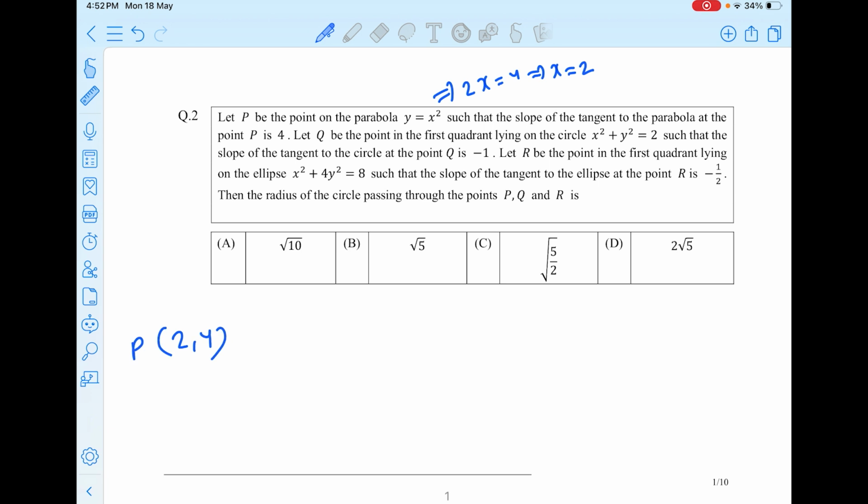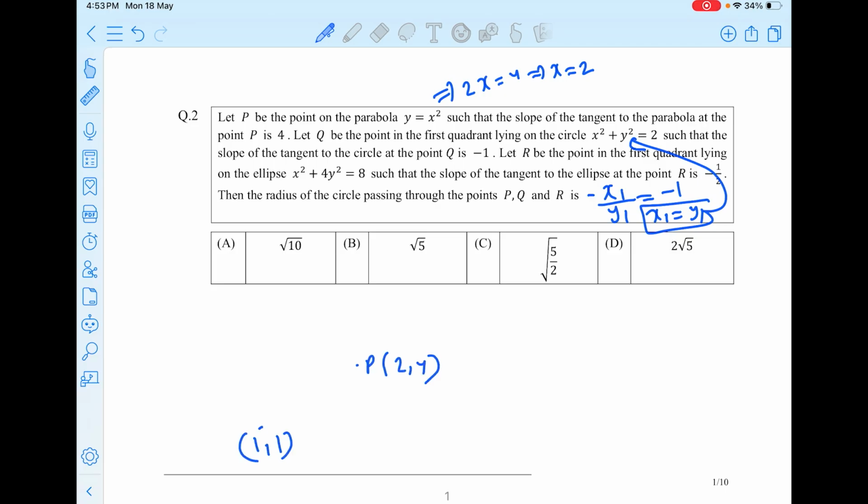Then Q is the point in the first quadrant lying on the circle. So see, what is the slope? Minus x1 by y1, and what are they saying? Minus 1. So x1 is equal to y1. Substitute here. So what will you get? 2 x1 square is equal to 2, because the point is in the first quadrant. So that will become 1 comma 1. So P I got 2 comma 4, then I got 1 comma 1. That is Q. And now the ellipse. Slope of the tangent is minus 1 by 2.